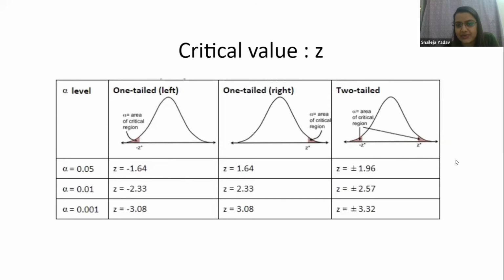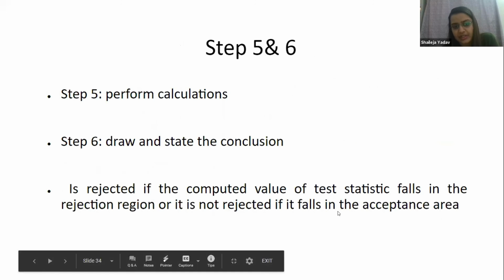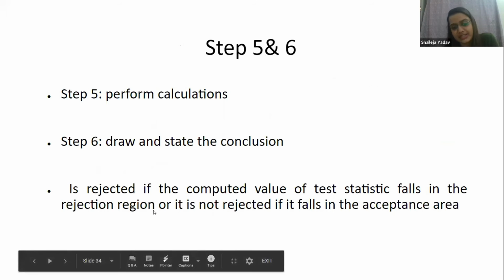For a two-tailed test, we will have an area of rejection on both sides. For a one-tailed test, depending on what kind of relationship we are looking at, we will have an area of rejection depending on the relationship or the alternative hypothesis. For steps 5 and 6, we will perform the calculation, and on the basis of the calculation, we will be drawing the conclusion. The null hypothesis is rejected if the computed value of the test statistic falls in the rejection region, or it is not rejected if it falls in the acceptance area.